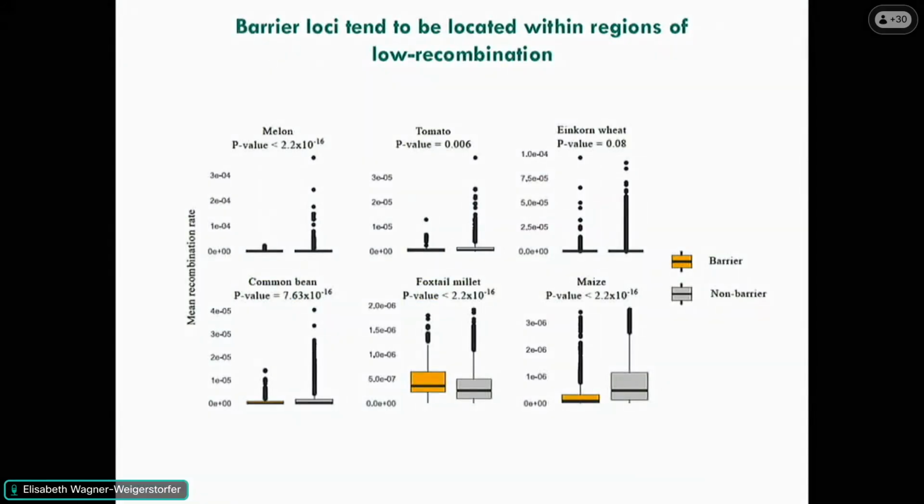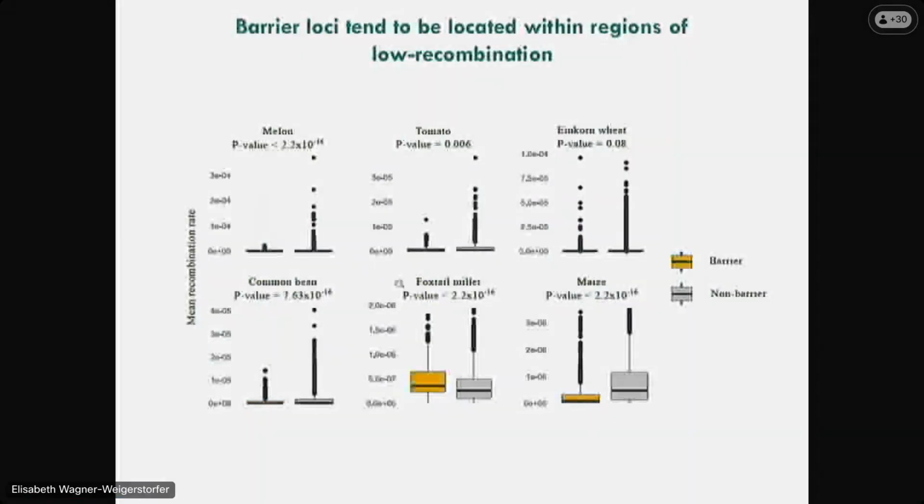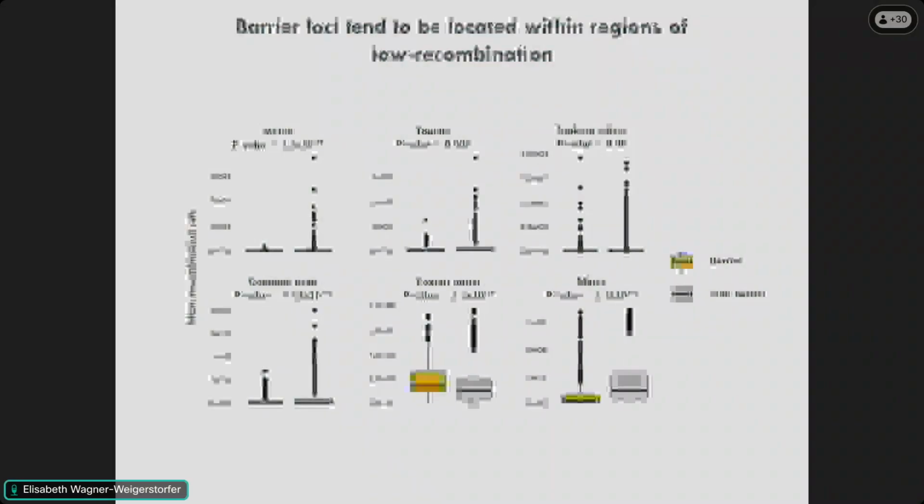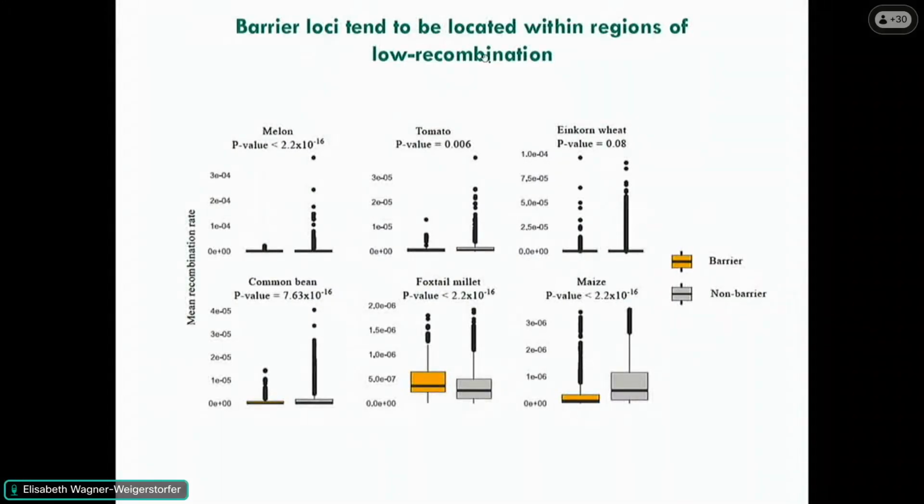If we look at the recombination rates in the barrier loci versus the non-barrier loci, we found that barrier loci tend to be located within regions of low recombination. Okay, so that was true, for example, in the 6 species here. It was true for 5 of them, but you see that the reverse pattern is observed in foxtail millet.